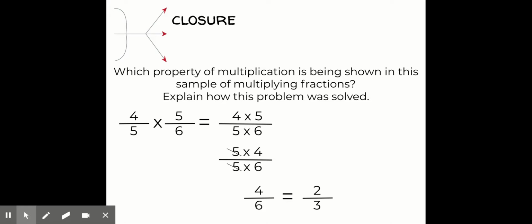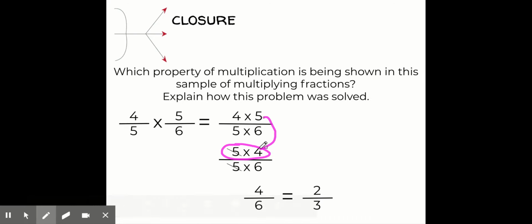Now, when I look at this, I can see that the numerators are being multiplied across, and so are the denominators. When I look at this sample right here, I notice that the two numerators were switched. That property of multiplication is the commutative property. We change the order of the factors and the answer stays the same.